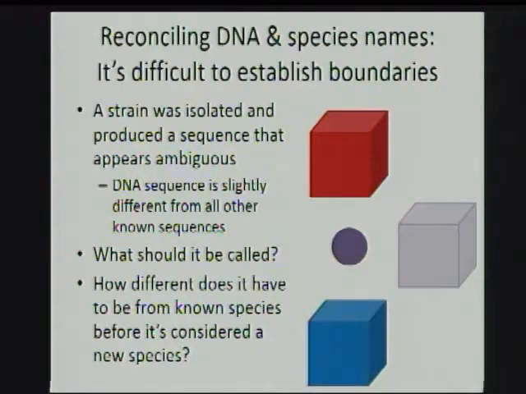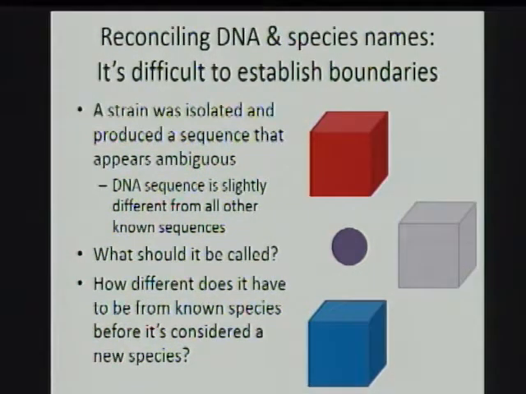And it's pretty close to species A, it's a little farther away from species B, but it's distinct from one of those. So what do we do? Do we call it species A and expand the definition of species A? Or do we expand species B? Or do we decide we need a new category to accommodate this new thing?